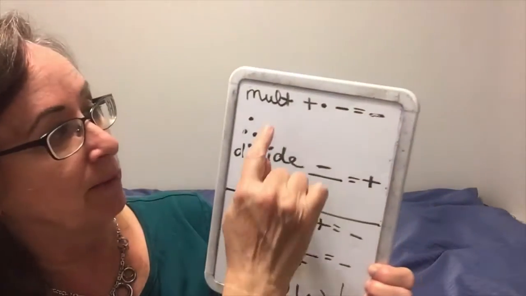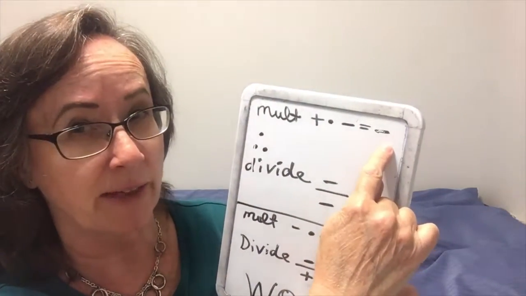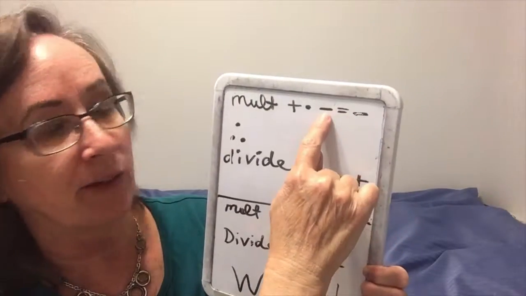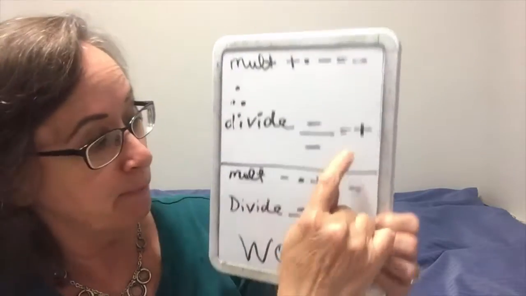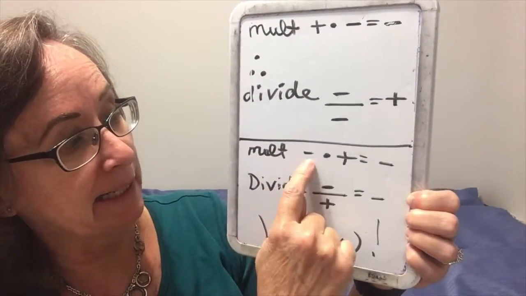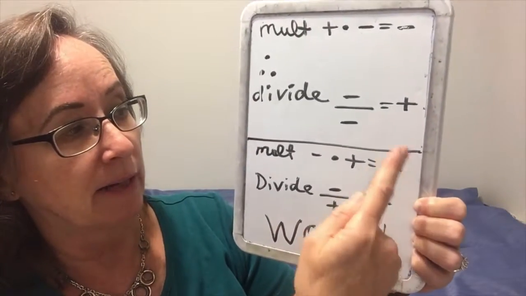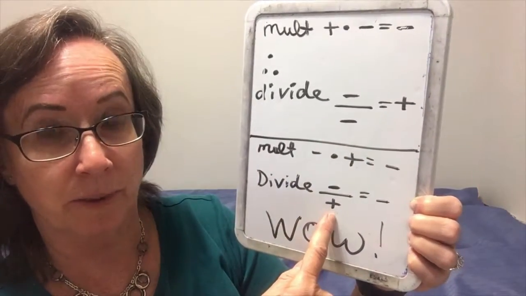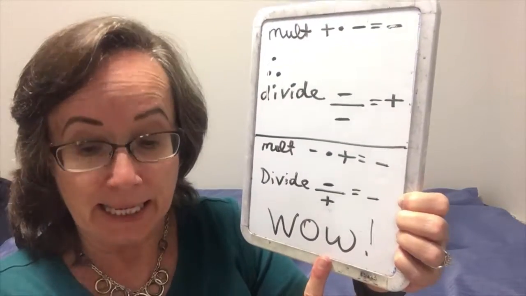So then we come over here and we've got, okay, well, positive times a negative is a negative. We already saw that on the other board. So if we undid that, wouldn't negative divided by a negative be a positive? And it is, okay? And then multiplying negative times a positive is a negative. Negative divided by a positive is a negative, and that's true. So, wow, we have the same thing going on in both of them.